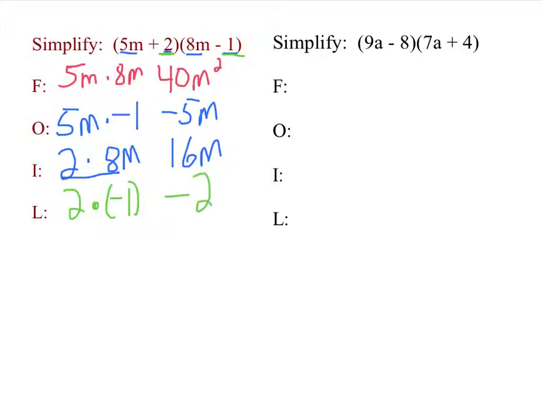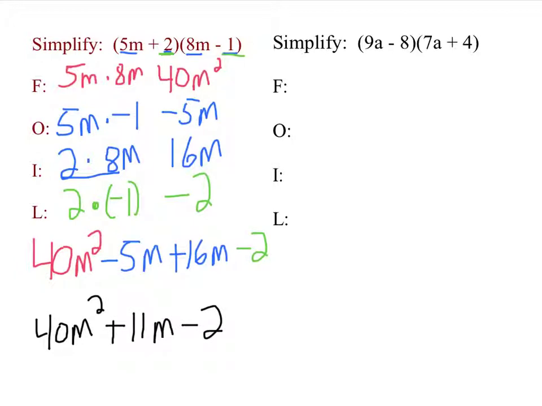So now I'm going to put these together. Here we go. I took these and wrote them down here, and if I put my m's together, 16m minus 5m, or plus negative 5m, is 11m. So here's my answer to this question. On this next one, I will do the distributive property and show you what that looks like.